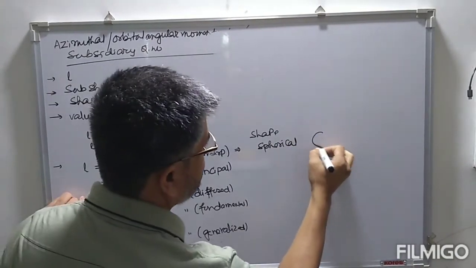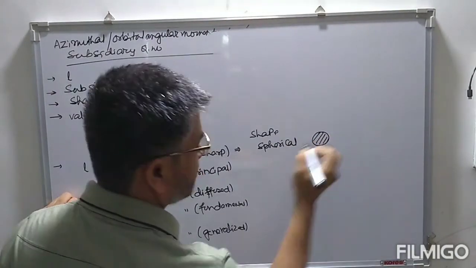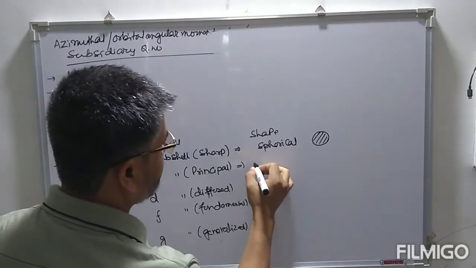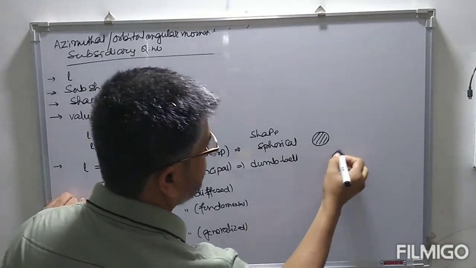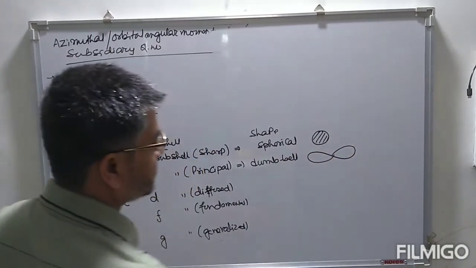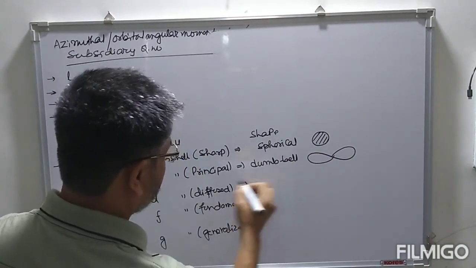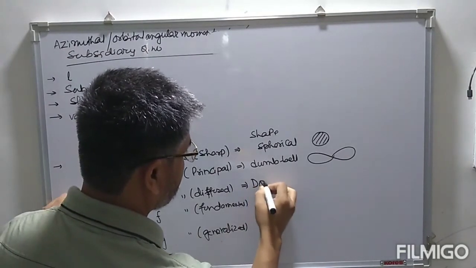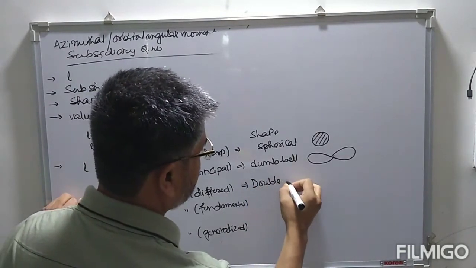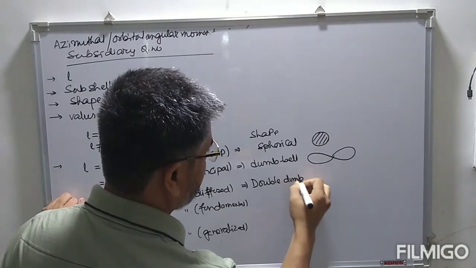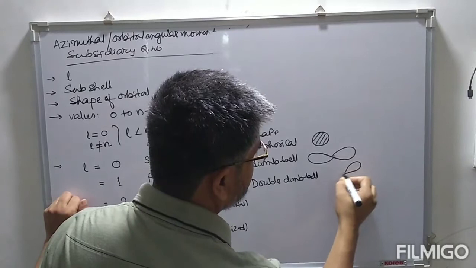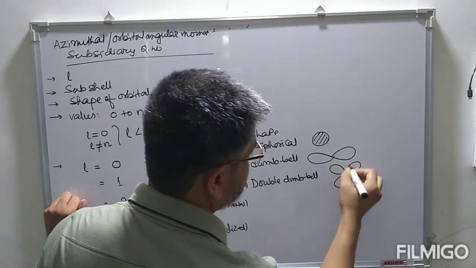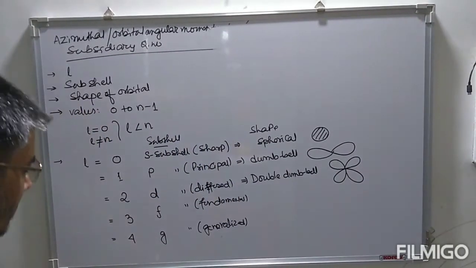Spherical. S is always spherical. P, that is dumbbell shape. D, this is double dumbbell. This is the shape of orbital.